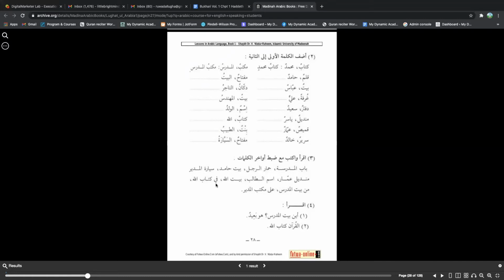Because a fee is a harf jar, and what does harf jar do? It makes the word after it majroor. And the sign of something being majroor is what? It gets a kasra, right? Either a kasratain or one kasra. So since this is the idaf construction, this is mudaf, I'm sorry, mudaf ilay. So kitab can't be kitabu. We now have to take that dhamma and make it into a kasra, you know, in Allah's book. Fi kitab Allah.